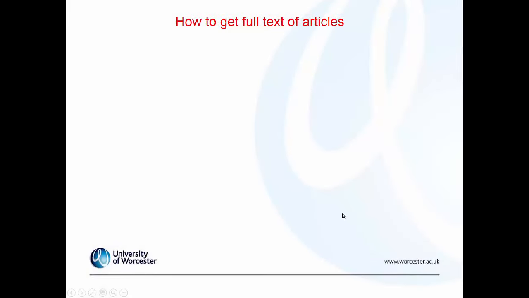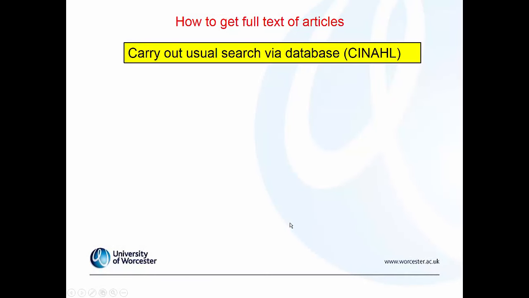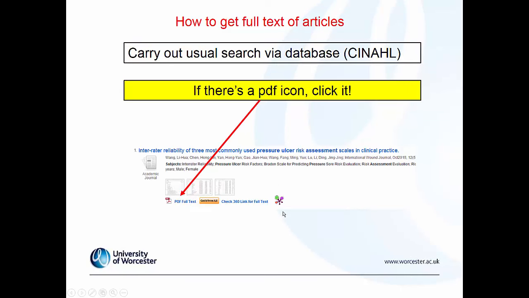So, for a very quick recap then on how to get full text of your articles. First of all, carry out your usual search via the database. In our case, we used CINAHL. Once you've got that list, some of the papers will have a PDF full text icon underneath, and in this case, simply click on it and you'll go straight there.